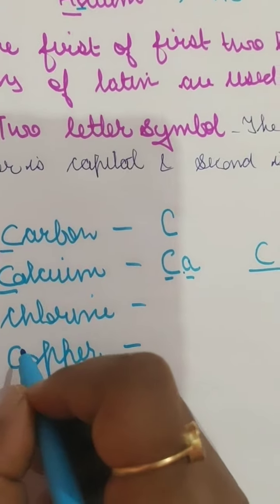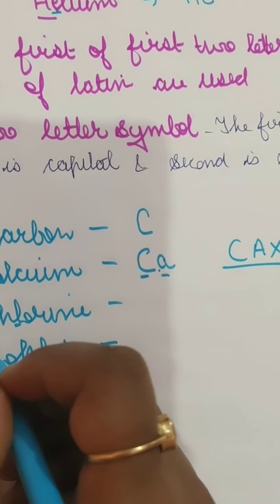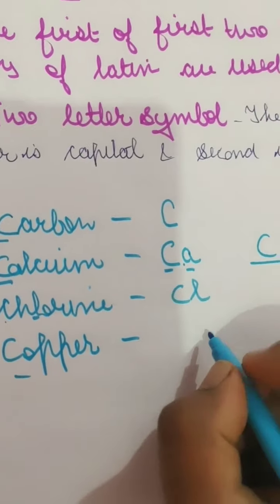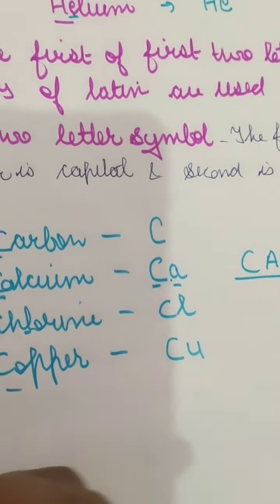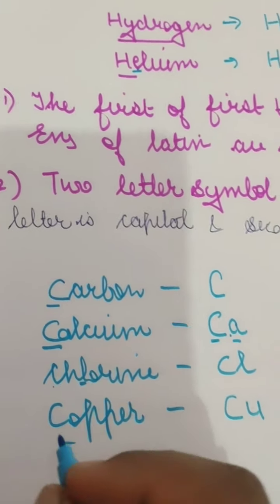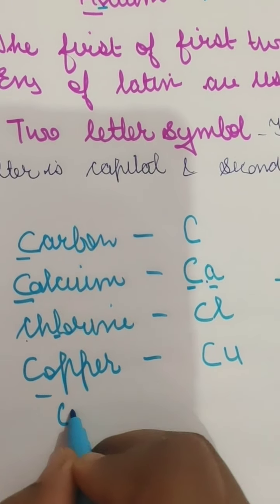Then comes chlorine. So we'll be using the third letter, which is C and l, for chlorine. And in the case of copper, we'll be using C and u. Cu is copper. So why is Cu here? Because copper is an English name and it was named in the Latin language, which is cuprum.